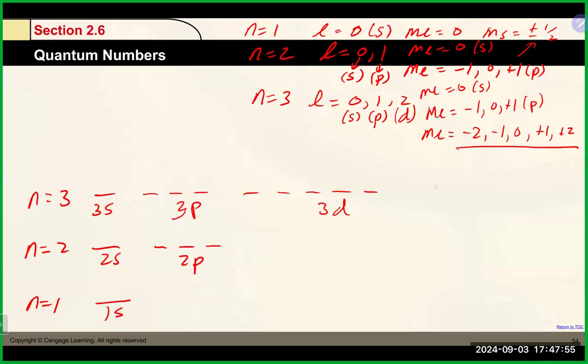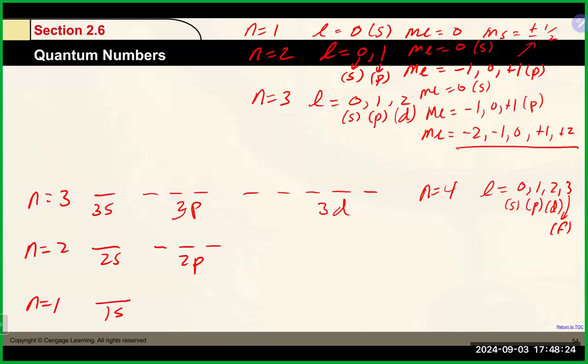And obviously here, n equals 4, if we were to continue that pattern, L could have values of 0, 1, 2, and 3, 0 being s, 1 being p, an L value of 2 being d, and an L value of 3 is going to be our f orbital. So this tells us that when we get to the fourth energy level, we would expect f orbitals to first start to appear.